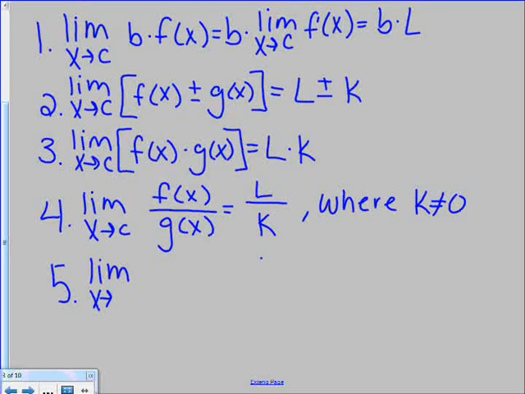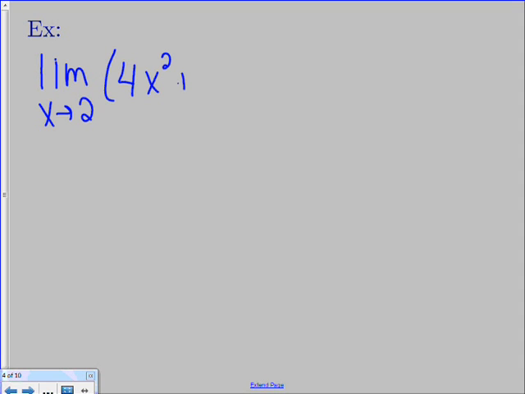And then our fifth property that we're going to go over is called the power property. So if we have the limit as x approaches c of some function f of x, and we raise that function to a power n, the limit is going to be the limit of the inside raised to the power. So we're just going to get L to the n. And so on the next slide, we're going to go over an example to show you how you can use those 5 properties to split apart functions and make your life a little easier by dealing with smaller chunks. So for this, we're going to do the limit as x approaches 2 of a polynomial function, 4x squared plus 3.